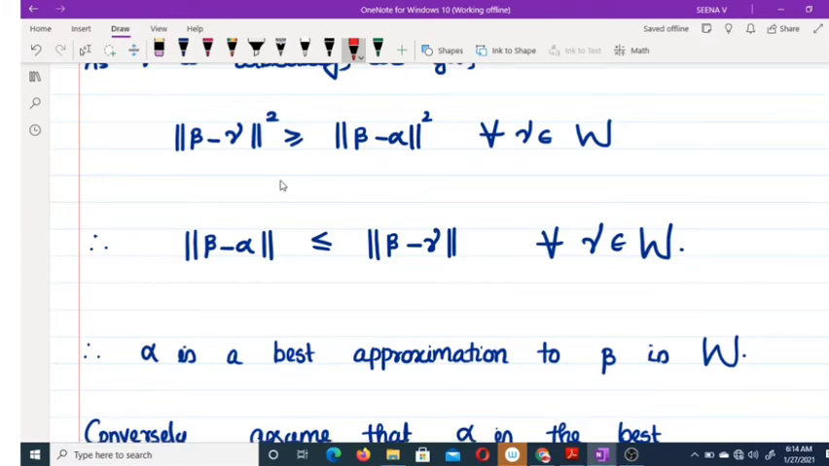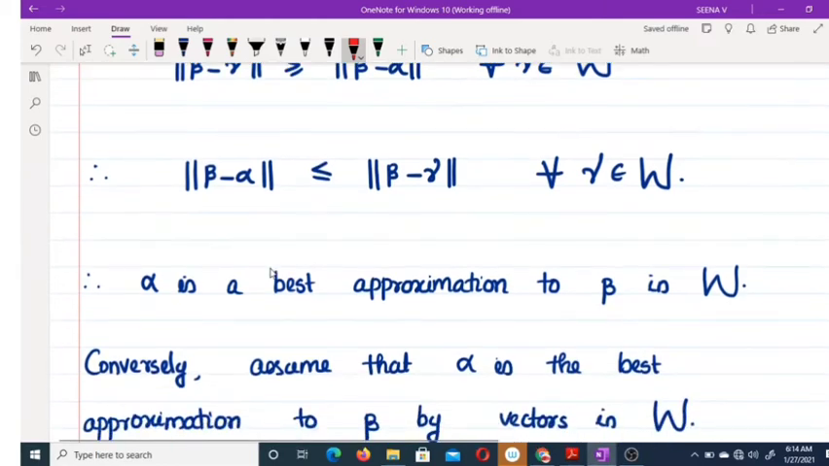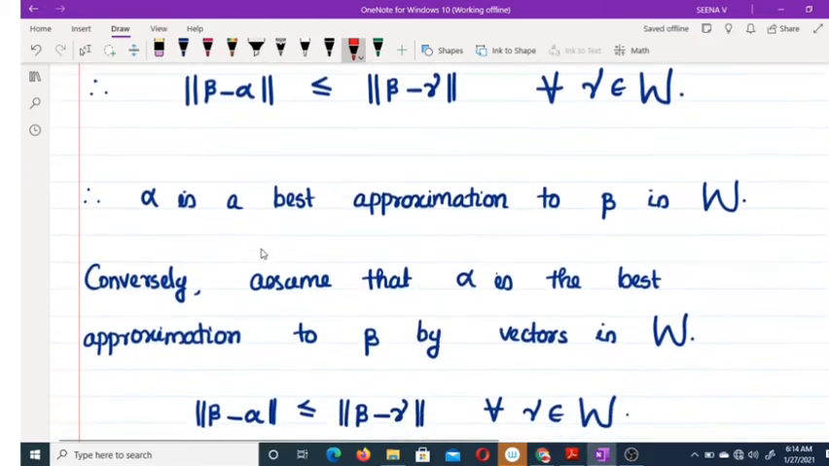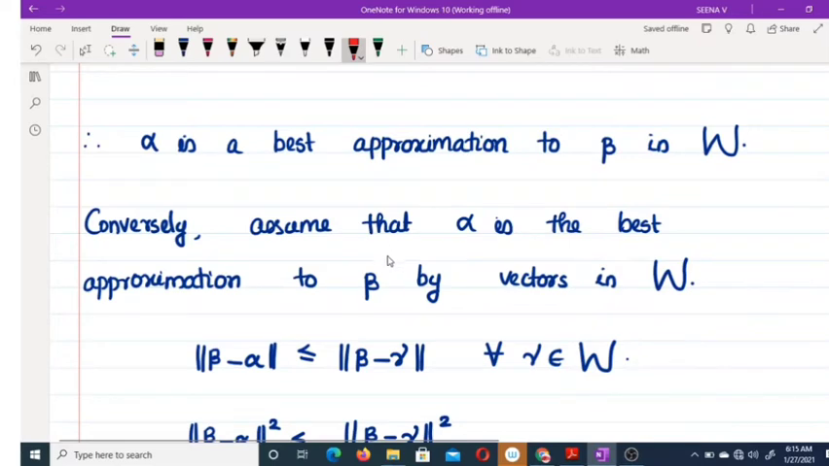Okay, a norm is always positive. Therefore, norm of beta minus alpha is less than or equal to norm of beta minus gamma for every gamma belongs to W. What is the meaning of that? This means alpha is the best approximation to beta by vectors in W. Therefore, if beta minus alpha is orthogonal to every vector in W, then alpha is the best approximation to beta in W. Clear?